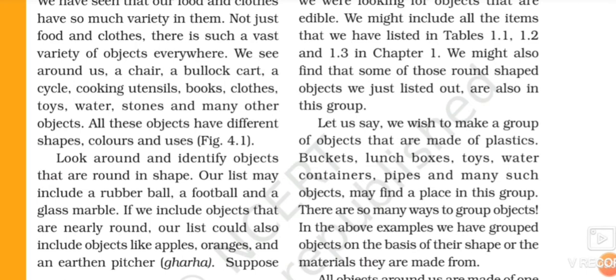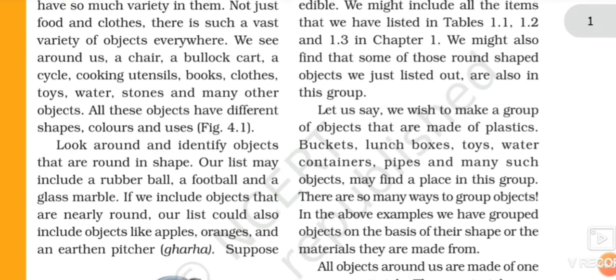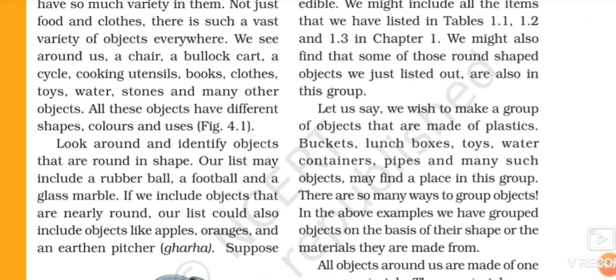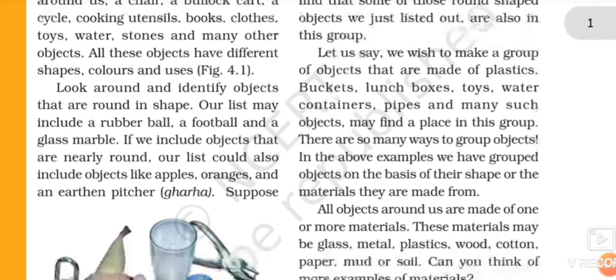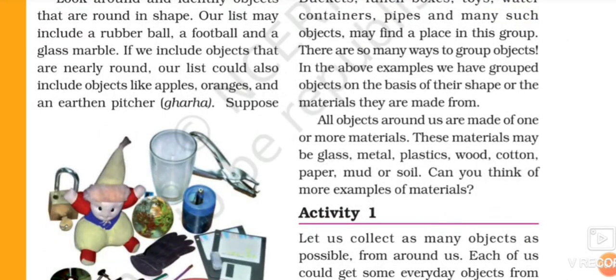There are many different ways of sorting objects, for example on the basis of the material used in making the objects. It can be glass, metal, plastic, wooden, paper, clay objects, etc. Materials or objects are also sorted into groups on the basis of their appearance: hardness, transparency, color and shape. This you will study in this chapter.